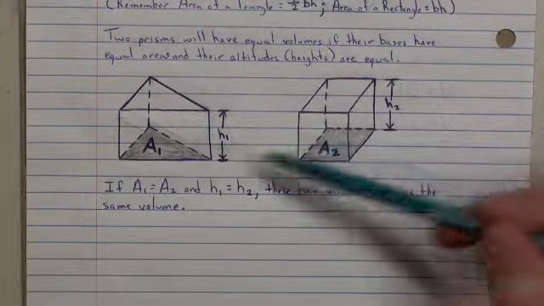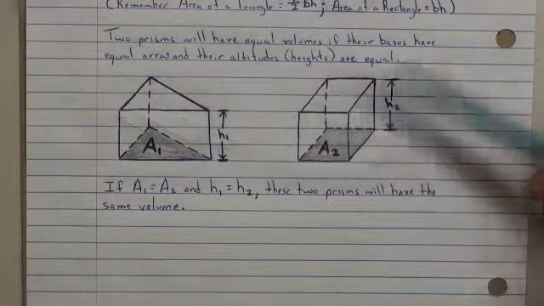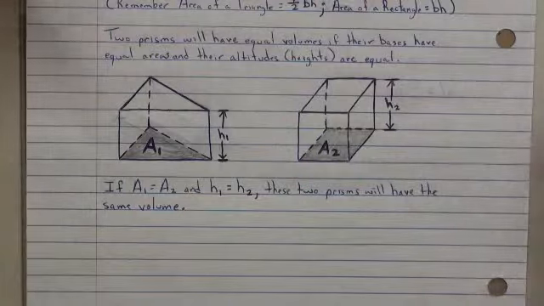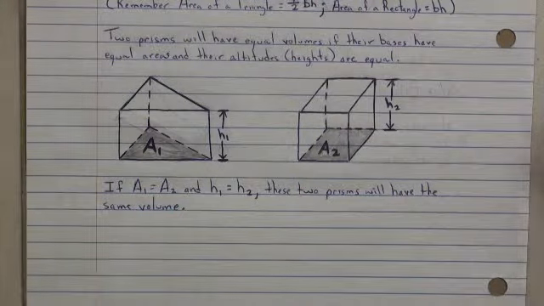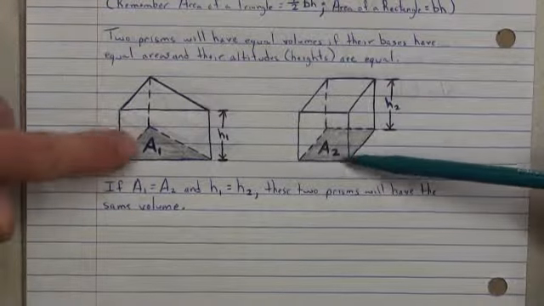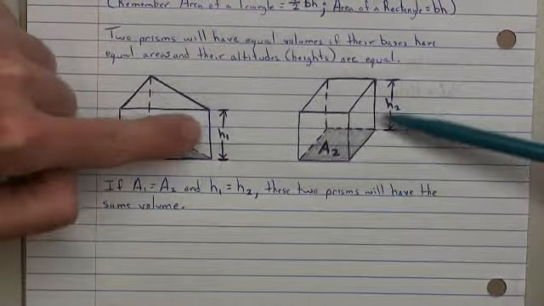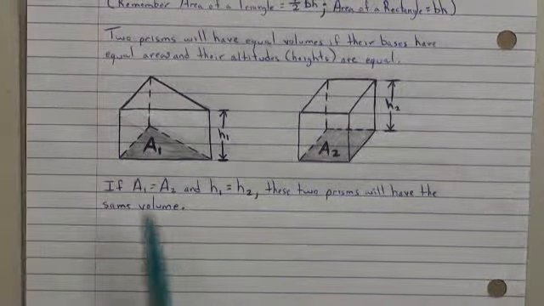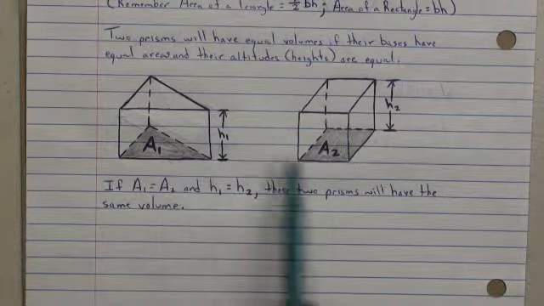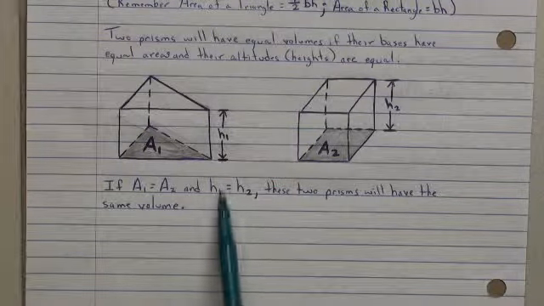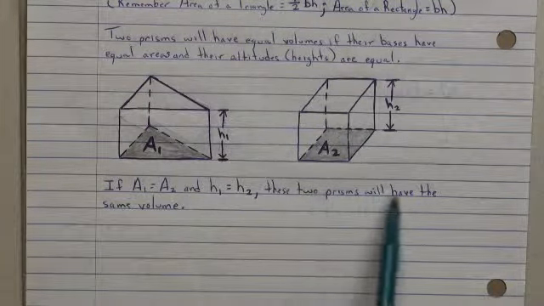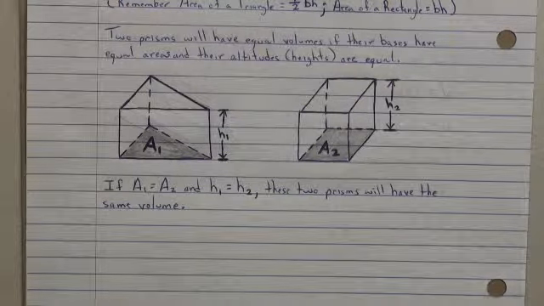That means that if their base areas and their heights are the same, we could fill these things with the same amount of water or sand or whatever you want to imagine putting in there. You would be able to put the exact same amount in each one if their base areas are equal and if their heights are equal. So that's what this says. If A1 equals A2, meaning their base areas are equal, and H1 equals H2, their heights are equal, these two prisms will have the same volume.